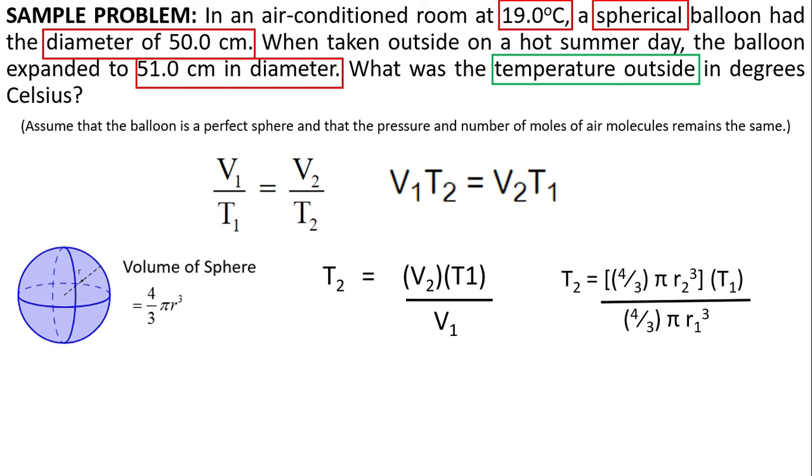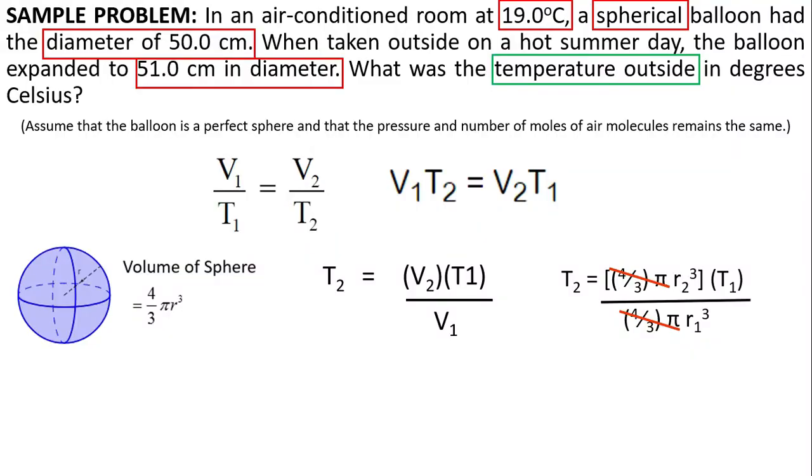It sounds so complicated, right? But notice that they will just cancel out. Okay, so don't be afraid of all the fractions and pi. So we will have this formula: radius 2 cubed times T1 over radius 1 cubed.